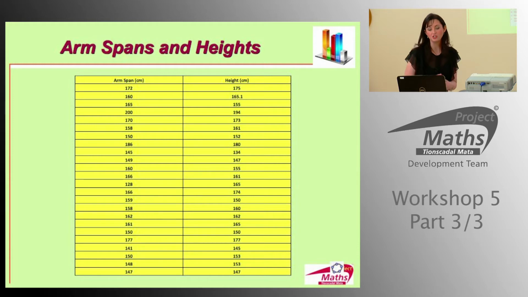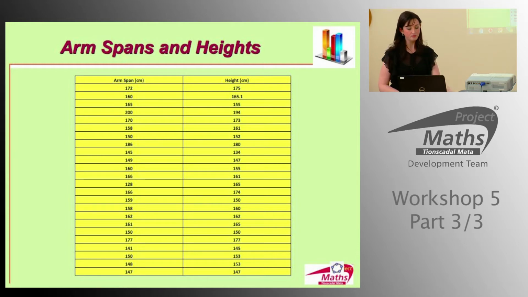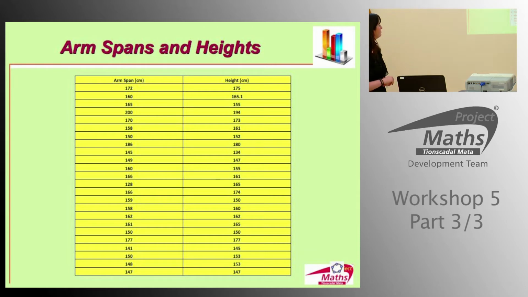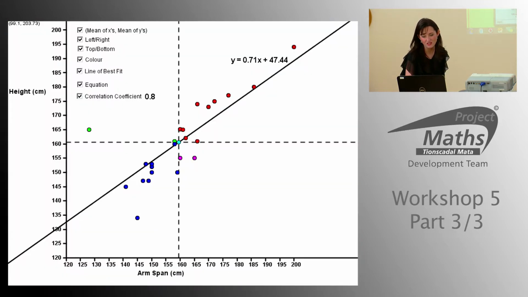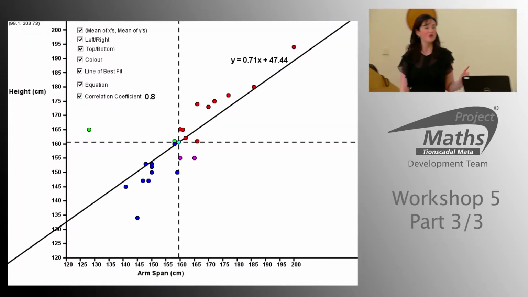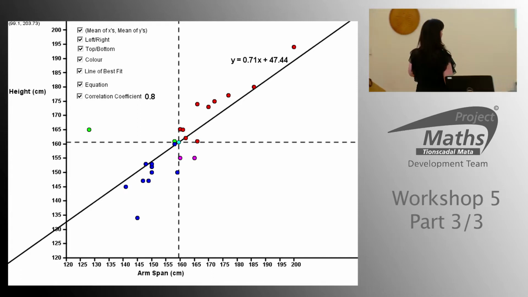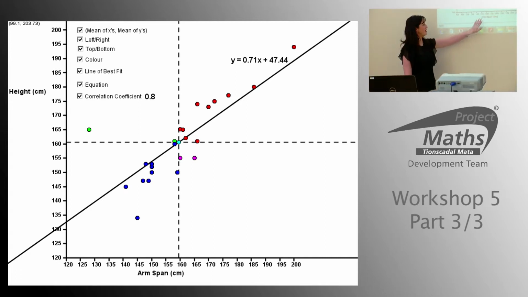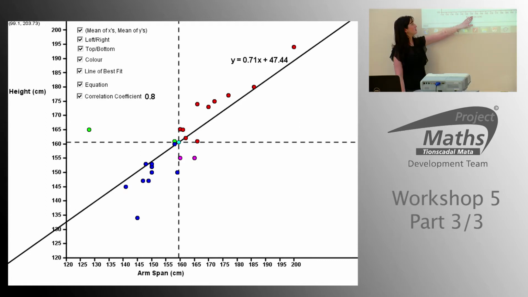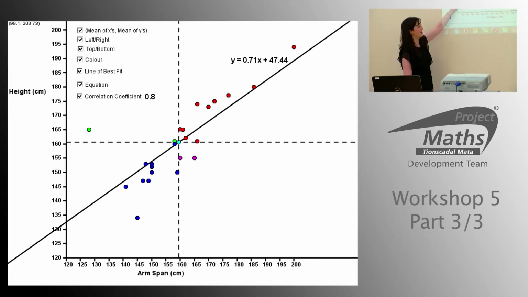So I'm going to use my GeoGebra here. This is on the student CD, what I'm going to use here with you. So there's all of my points, and on the horizontal axis we have arm span, and it's been plotted against, on the vertical axis, the height. Okay. Now, this is a scatter plot, but they can be hard to interpret, okay?